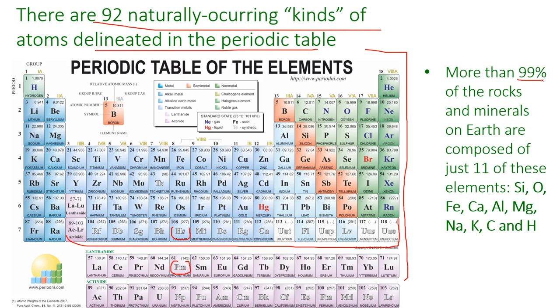So more than 99% of the rocks and minerals of Earth are composed of just 11 elements of the 92. So those are silicon, oxygen, iron, calcium, aluminum, magnesium, sodium, potassium, carbon, and hydrogen. So I'll circle them there for you. There's carbon, oxygen, silicon, aluminum. Over here on the left side, sodium, potassium, calcium, magnesium.